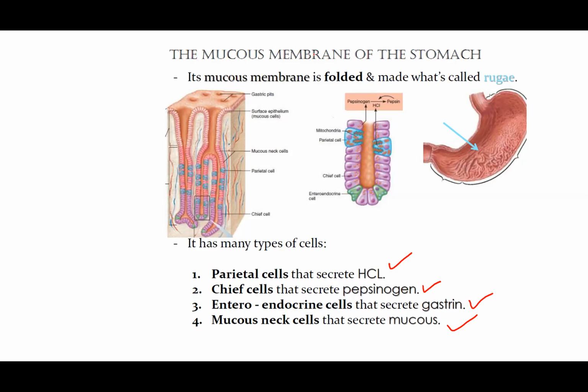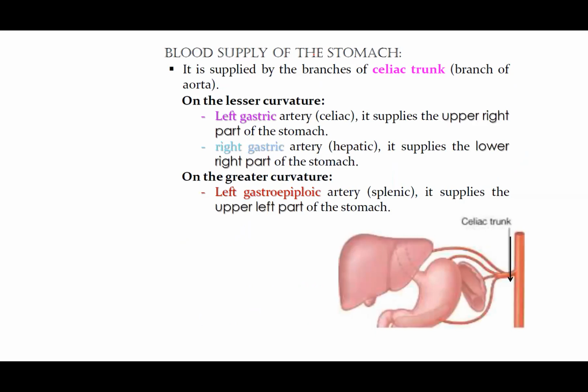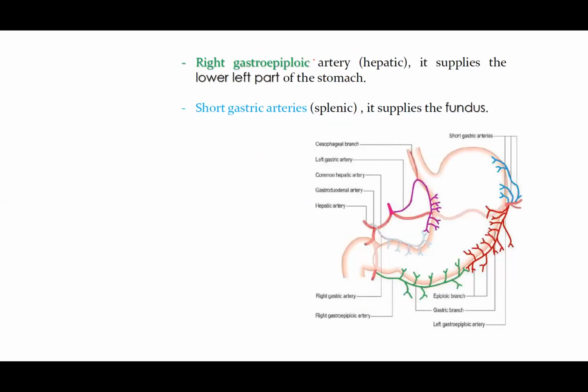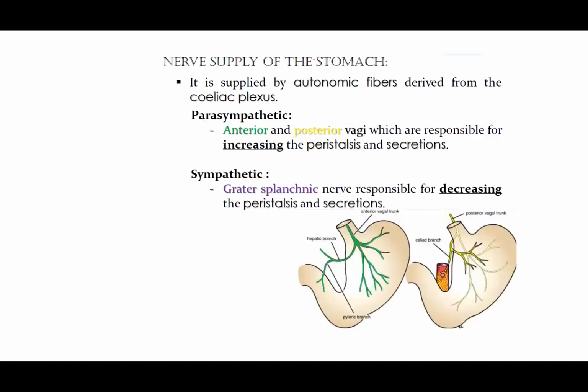secrete mucus. Okay, now the blood supply to the stomach is supplied by branches of the celiac trunk, okay, a branch of the aorta. The celiac trunk is an anterior branch of the aorta that has three main branches: the left gastric artery, okay, the splenic artery, and the hepatic artery. Okay, all other branches also arise from the branches of the celiac trunk. So these are the details. We will not go into the details of the blood supply.